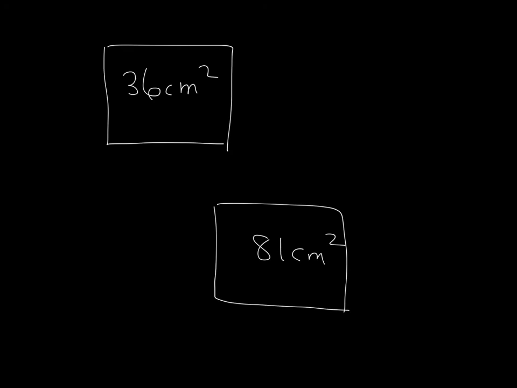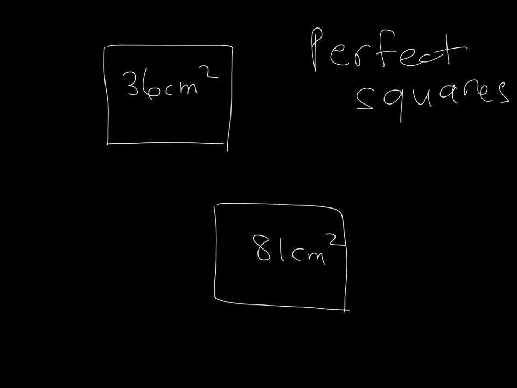Okay, so I have two more squares here, and I want you to think, before I give you the answer, what the dimensions could be. So what are the side lengths? Because each of these squares you see here are perfect squares. For 36, we have to figure out what two whole numbers, when you multiply them together, give you 36. It has to be the same number. So the answer would be 6 centimeters times 6 centimeters, because 6 times 6 is 36. For 81, it would be 9 centimeters by 9 centimeters, because 9 times 9 is 81.